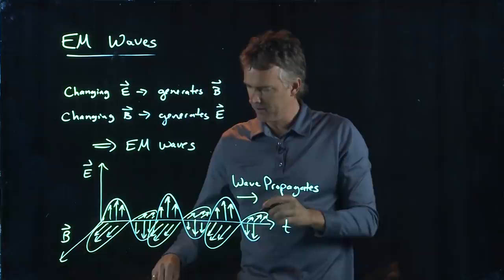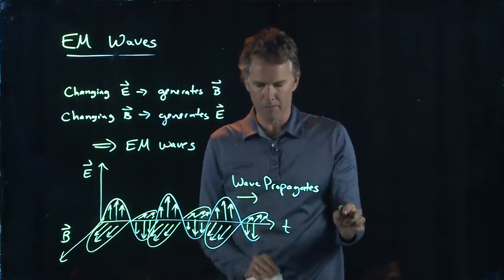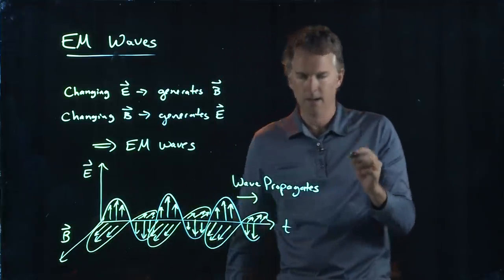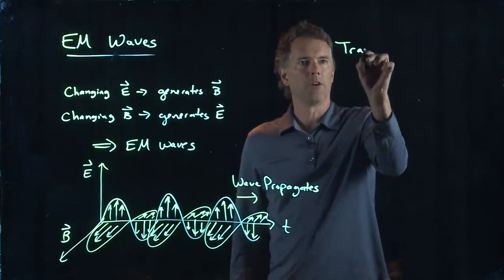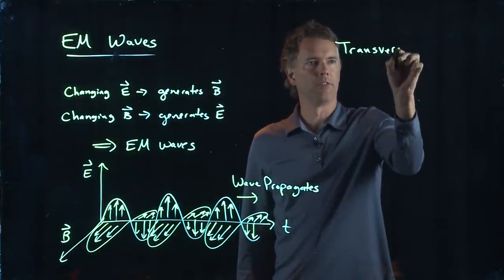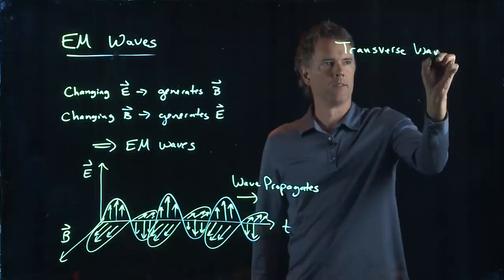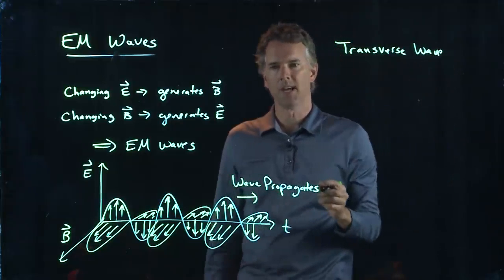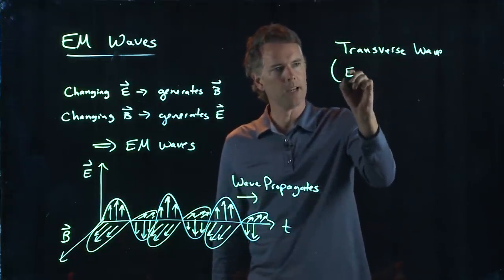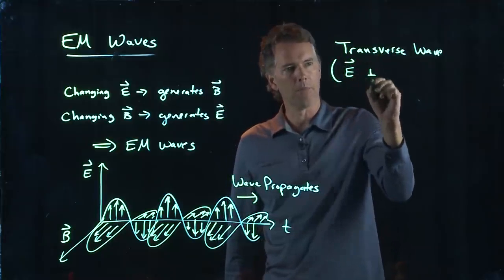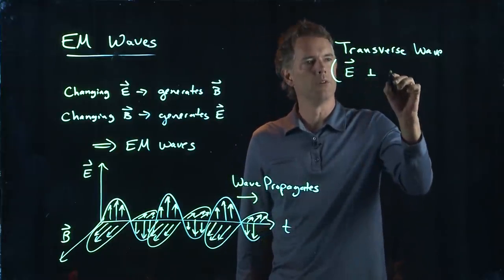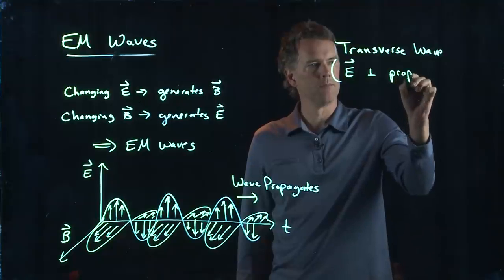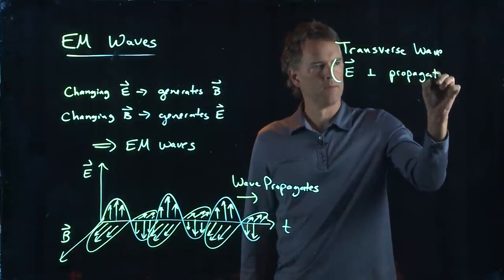So, how fast do these things propagate? We said that it's going to propagate to the right. It is called a transverse wave because the E field and the B field are perpendicular to the propagation direction.